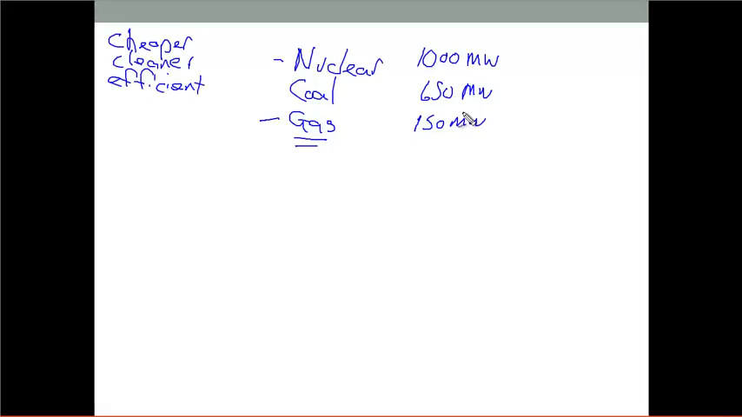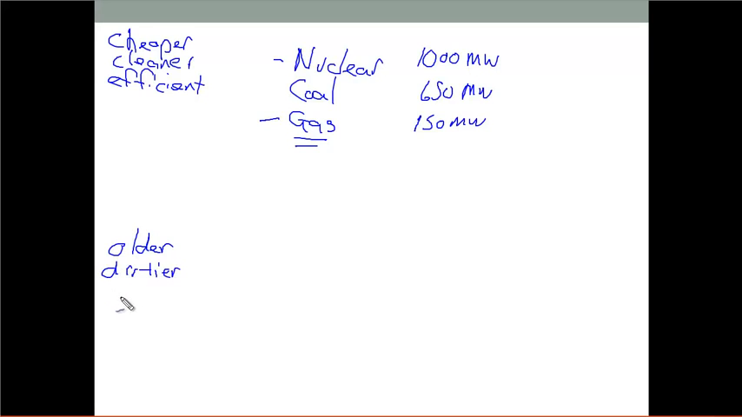So what happens though is in your fleet, you're going to have your newer, cleaner, cheaper, better plants, and then you're going to have older ones. It's usually older technology, a little dirtier.